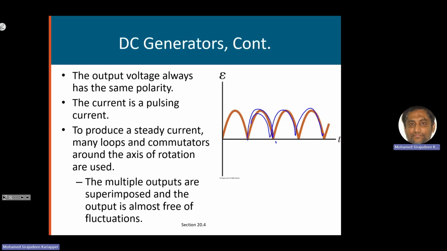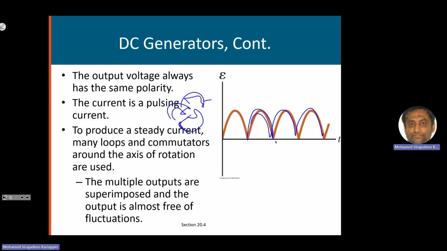When you say DC, it must be the same value, not something going up and down, up and down. So how do you solve that problem? You will have these commutators, many, not just one commutator. So one commutator like this, another commutator in another direction. We will have, around this in a circular pattern, many commutators.